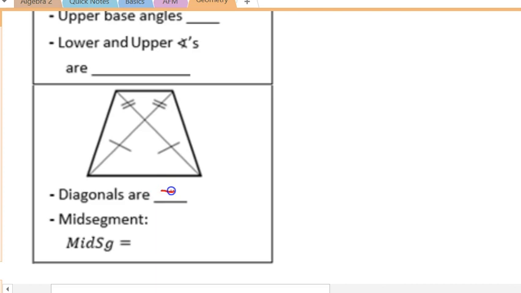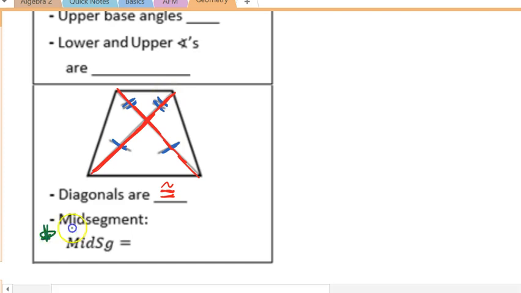Diagonals are in fact congruent. So this entire diagonal is congruent to this entire diagonal. And we also know that the tops of these diagonals, above the intersection point, and the pieces below the intersection point are congruent. So the two pieces above the intersection point are congruent and the two pieces below the intersection point are also congruent. This goes occasionally.